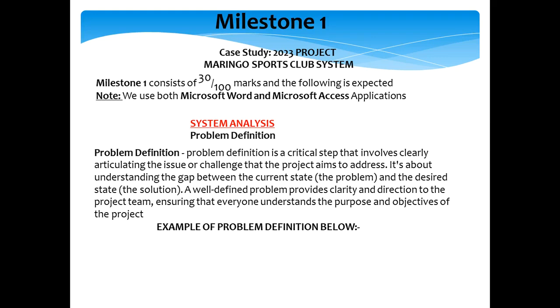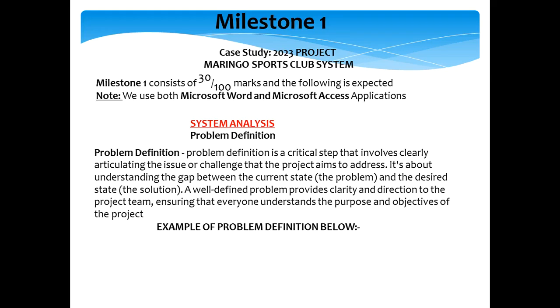To start with, the first bit of the project is called system analysis, where we look at problem definition. Problem definition is an important, critical step that involves clearly articulating the issue or challenge that the project aims to address. It's about understanding the gap between the current state, that is the problem, and the desired state, that is the solution. A well-defined problem provides clarity and direction to the project team, ensuring that everyone understands the purpose and objective of the project.